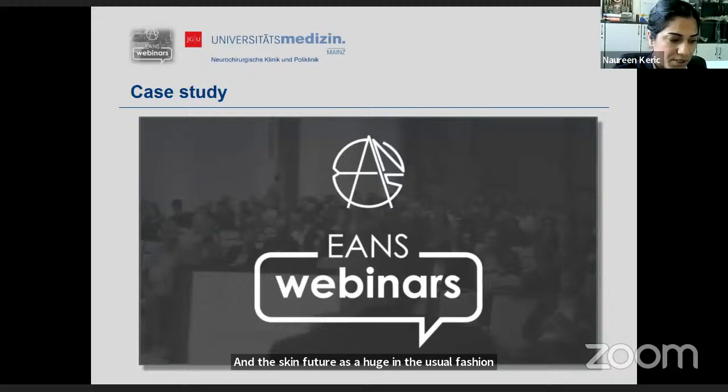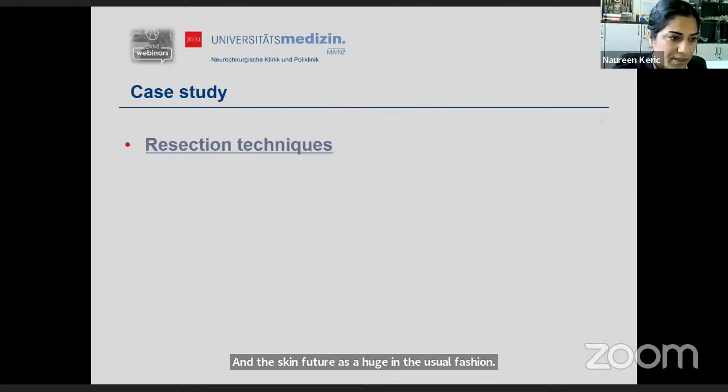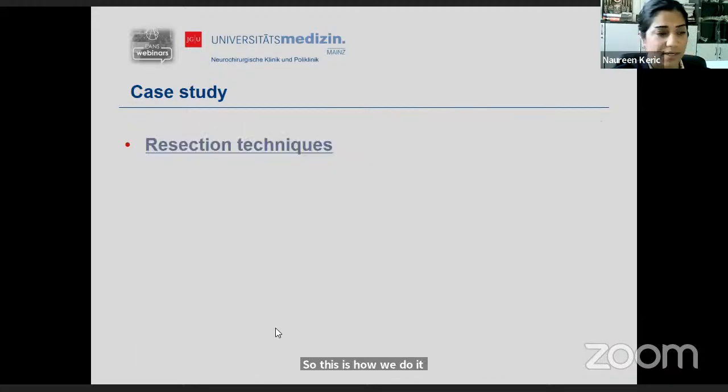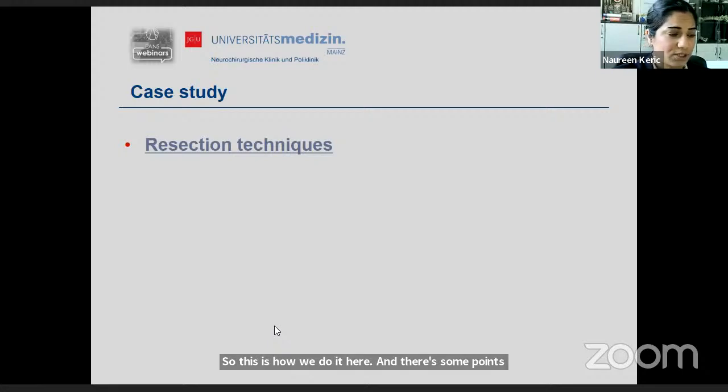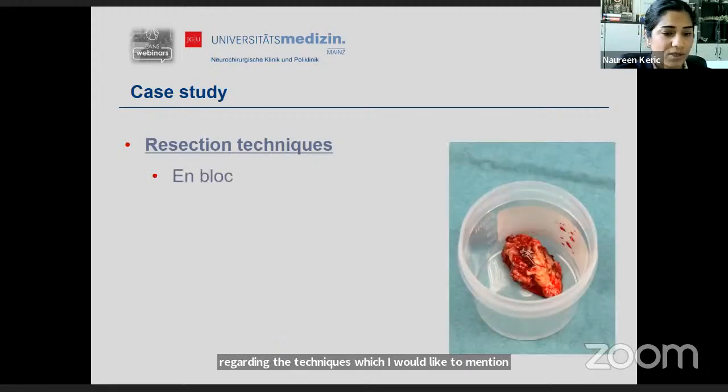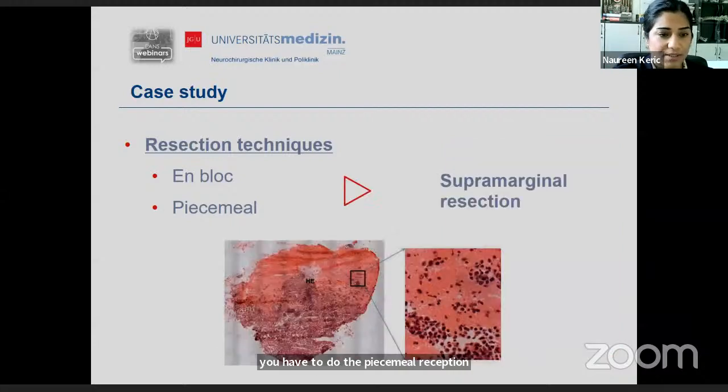So this is how we do it here, and there are some points regarding the techniques which I would like to mention. So here we performed an en bloc resection, and this is something you should always go for if you have the chance to do the en bloc resection. Of course, in large tumors located in eloquent regions, you have to do the piecemeal resection, but in all cases, if it is possible to do an en bloc resection, you should go for it.